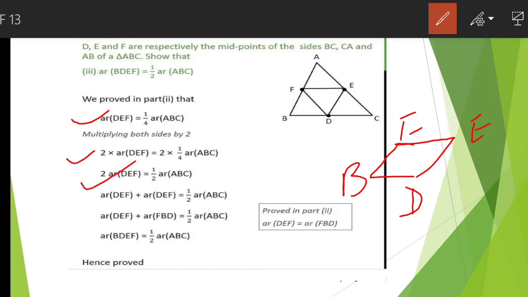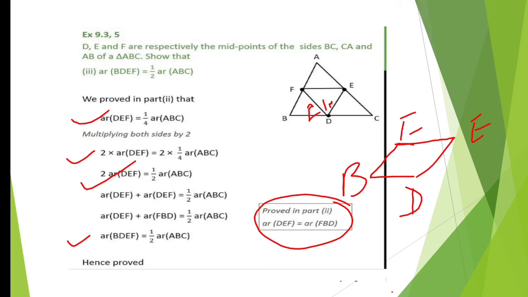So 2 area DEF can be split and written as area DEF plus area DEF. Area DEF and area DEF is this 1 and 2. These two areas we can say, because previously we have got that area DEF is equal to area FBD. So in place of DEF we'll write FBD, and hence we get the area of the parallelogram BDEF is equal to half of ABC. So our question number 5 is proved totally.